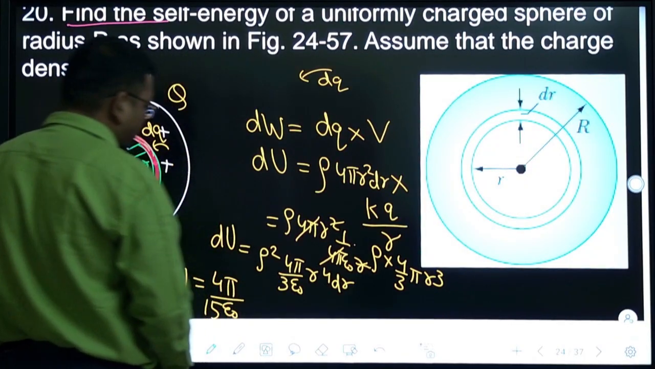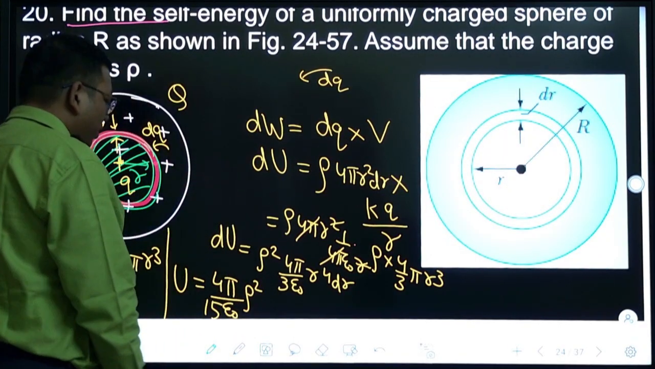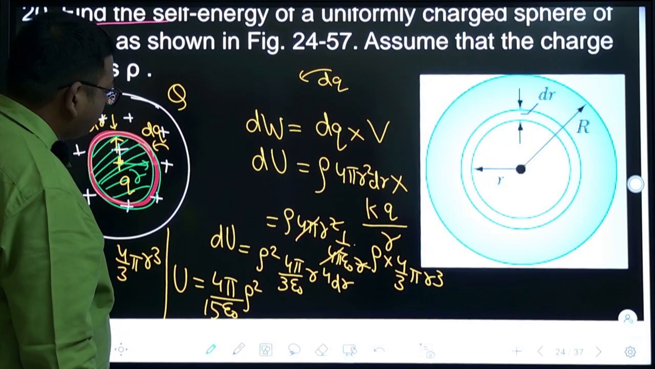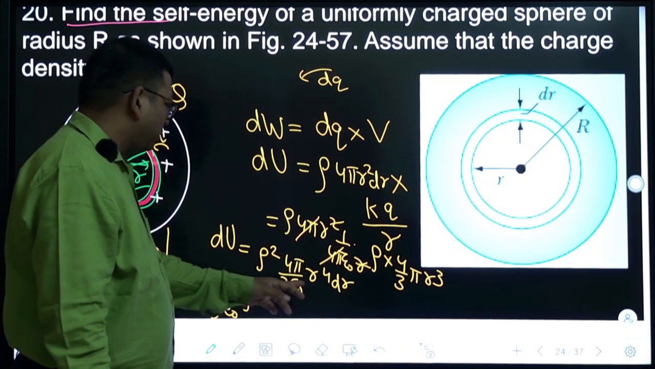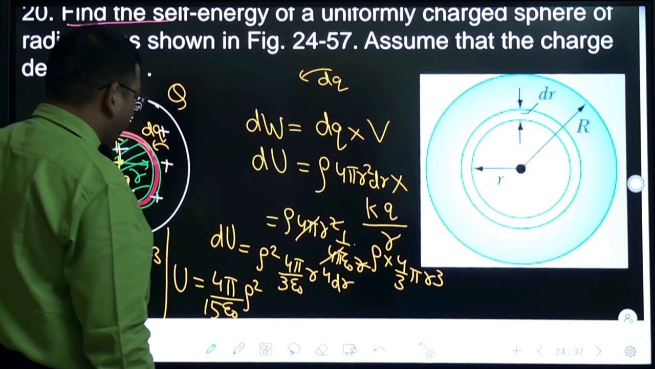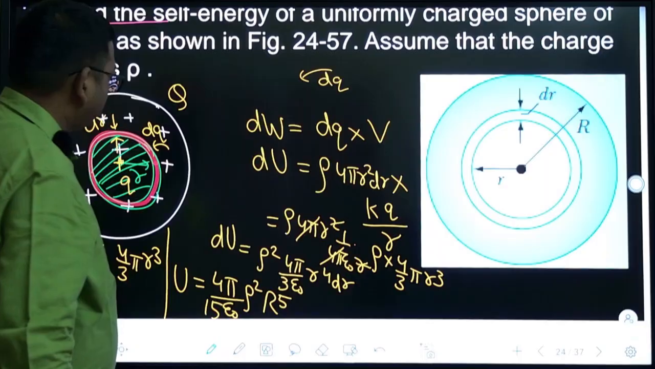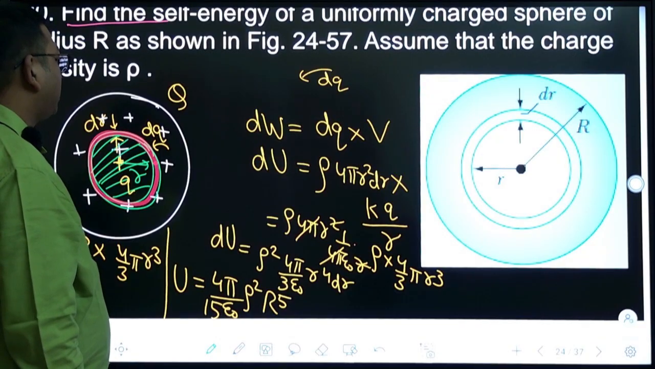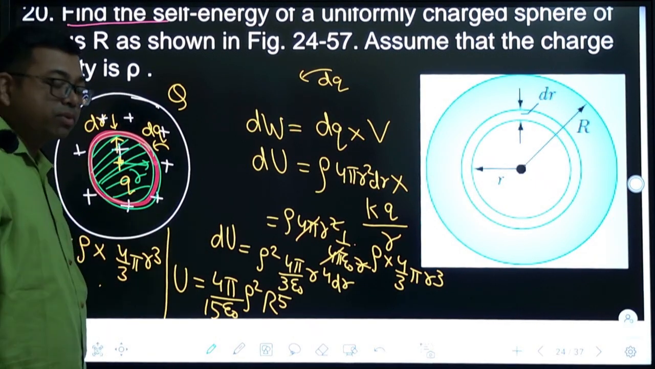What else? Rho square. Check that. R power 5 by 5. R power 5. Is this correct? But dimensionally it is not looking correct. What happened to the dimension? No. It is in terms of rho square, so it's correct.